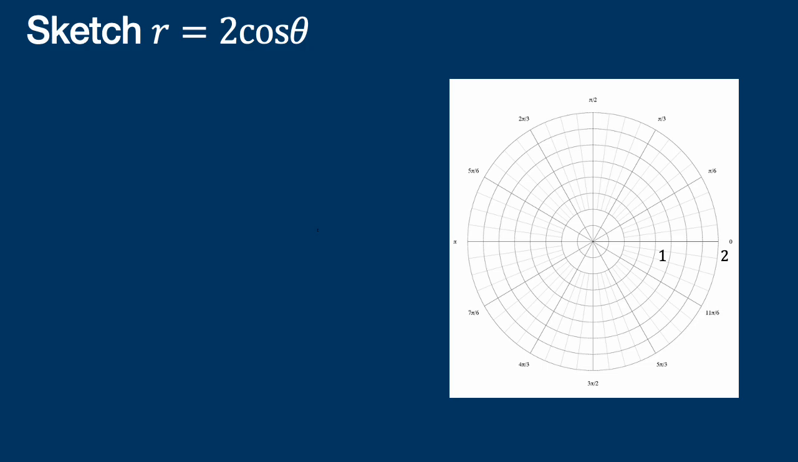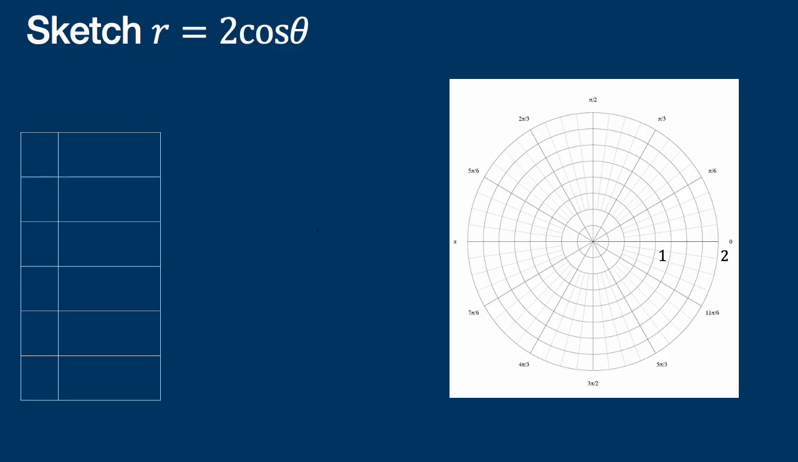Now let's sketch r = 2 cosine theta. How are we going to sketch this one, guys? First, we're going to make a table. We put theta right there. r depends on the angle, so we're going to put the angles: theta is 0, pi over 6, pi over 4, pi over 3, pi over 2.